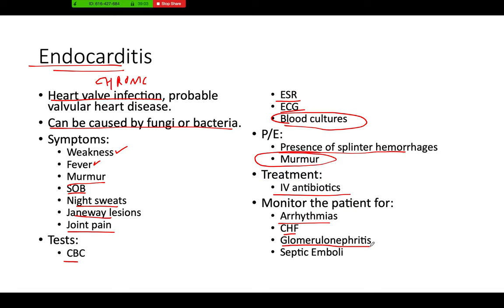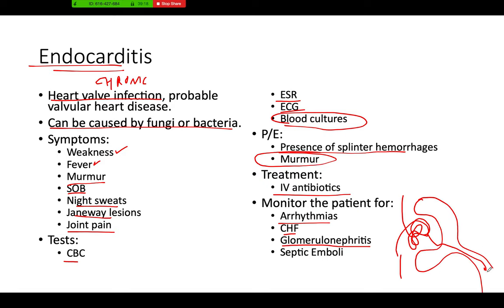Glomerulonephritis is an infection of the glomerulus of the kidney. And so, when we have blood supply going to the kidney, it joins into this spaghetti-looking thing and then it leaves. From that spaghetti-looking thing, some of the blood will be filtered out into the kidney and then leave the body as urine. So this is our glomerulus, and this is where bacteria can cause an infection at the kidney.